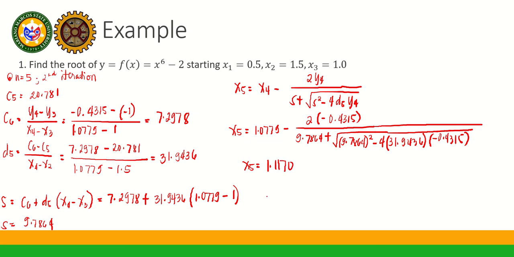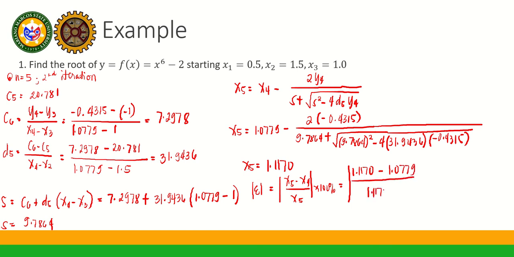Okay, so now we are going to compute for the relative error. So that will be equal to x sub 5 minus x sub 4 over x sub 5 times 100%. So this is equal to x sub 5 natin is 1.1170 minus 1.0779 all over 1.1170 multiplied by 100%, and this is equal to 3.5%. So, medyo bumaba na yung ating relative error. However, hindi pa siya close to 0%. So, let's still continue our iteration.